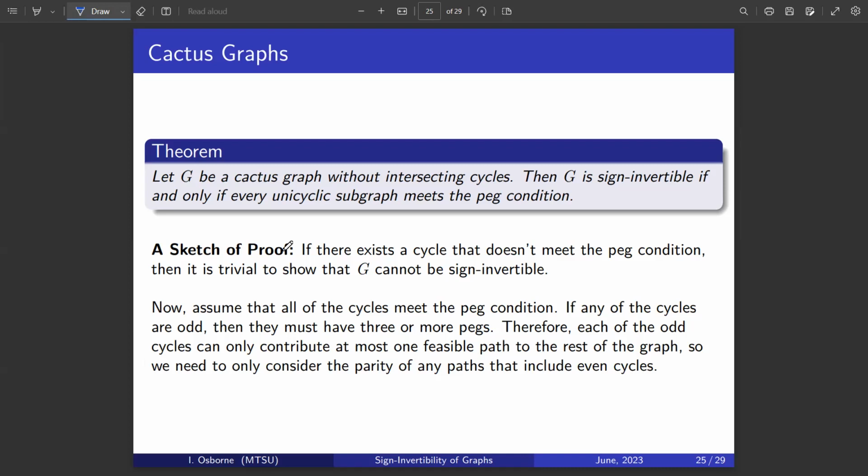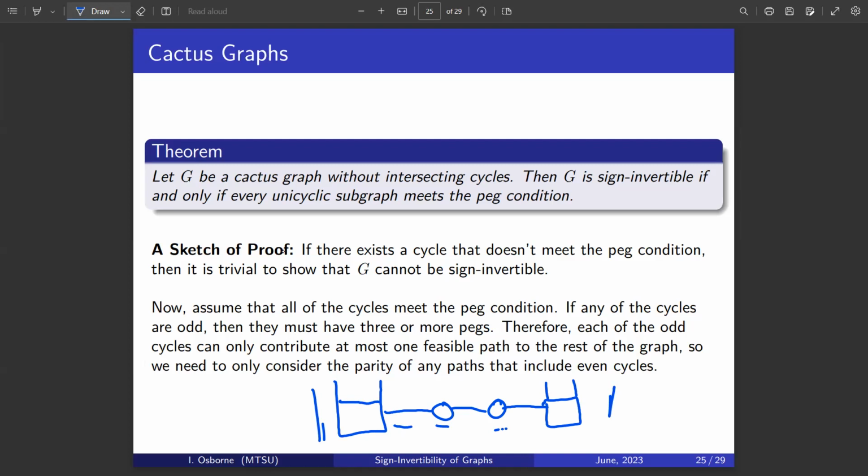What you do have to think about with these cactus graphs is if you have a scenario where you have, let me draw this out real quick. So like this would be a cactus graph. These are two cycles that meet the peg condition with 2 pegs. And then this is the path between them. There can be anything that you want in here. You can have cycles with 3 or more pegs. It could just be a tree.